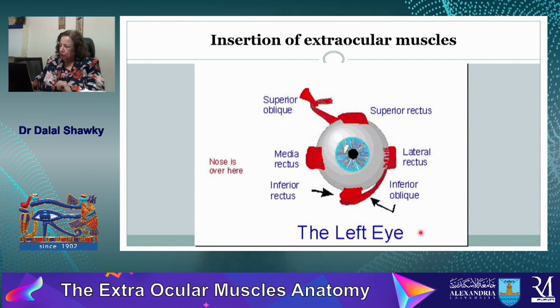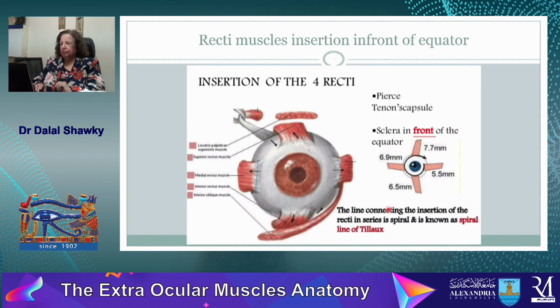The insertion has a special pattern. The medial rectus is inserted away from the limbus by 5.5 millimeters, the inferior rectus 6.5 millimeters from the limbus, the lateral rectus 6.9 and the superior rectus 7.7 millimeters. This forms a spiral line called the spiral of Tillaux.